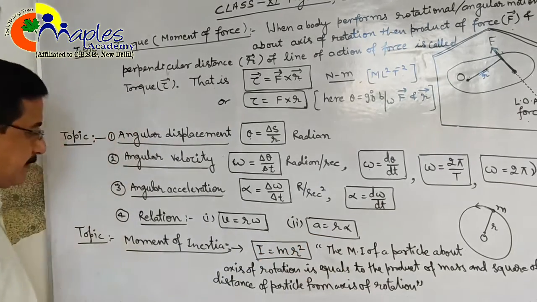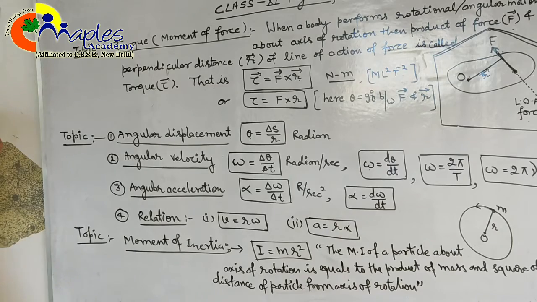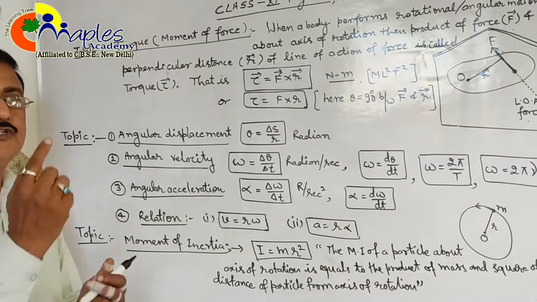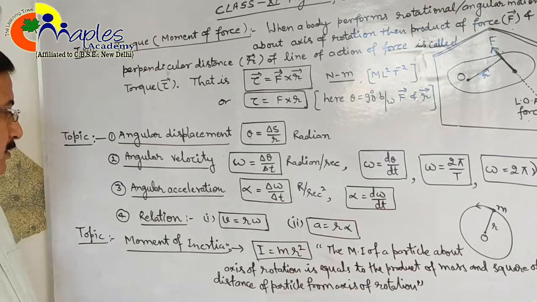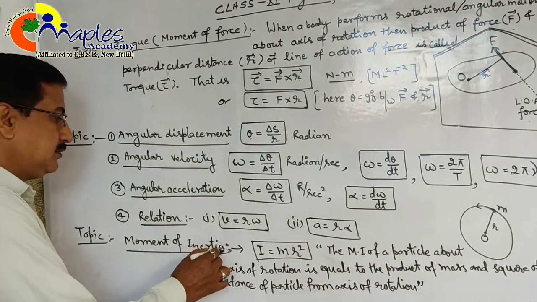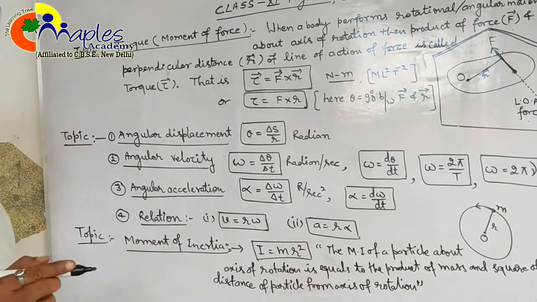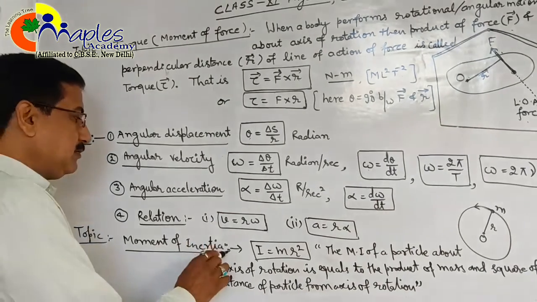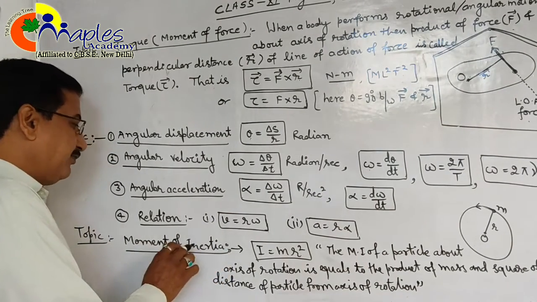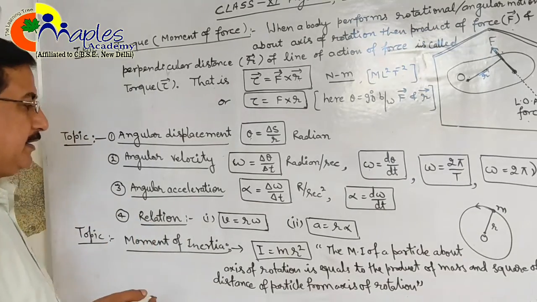What is moment of inertia? When a body performs rotational motion, then it opposes the change in its state or position. This is called moment of inertia of the particle.